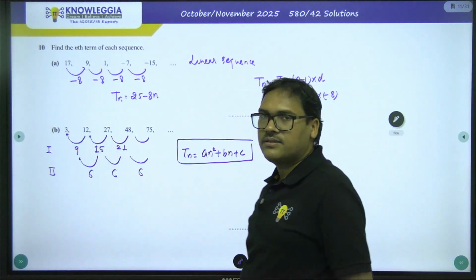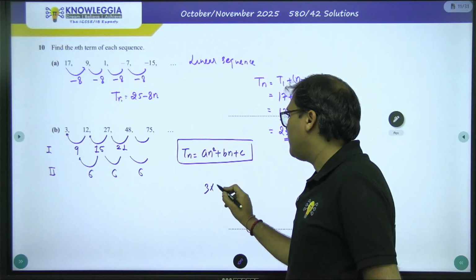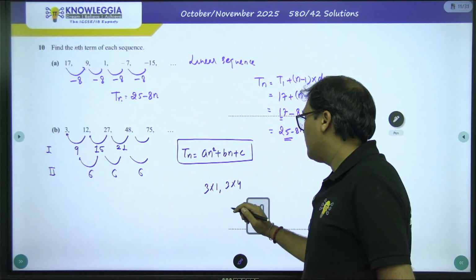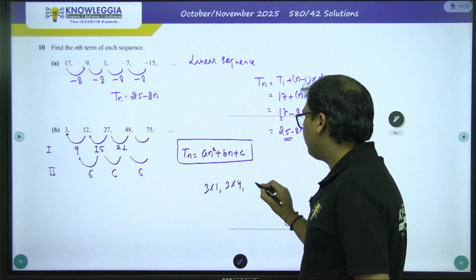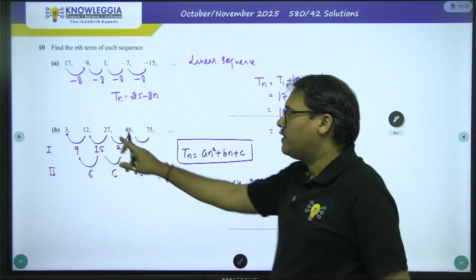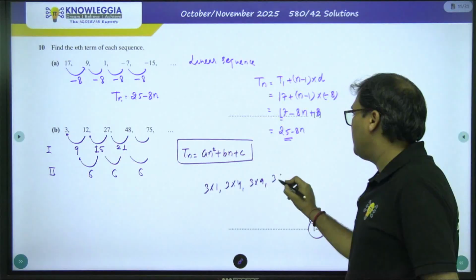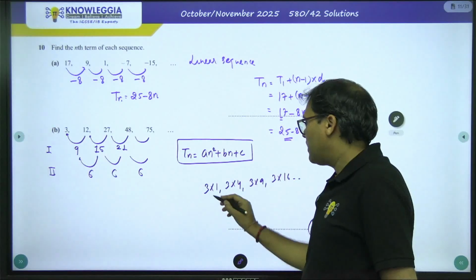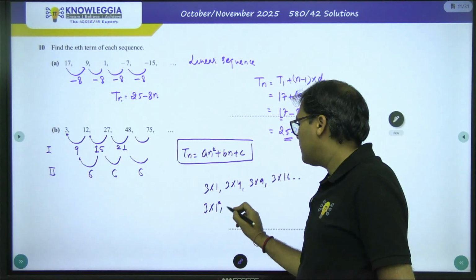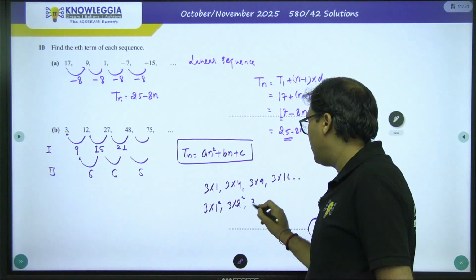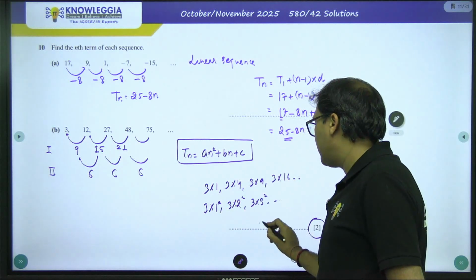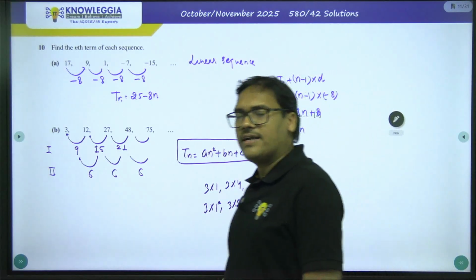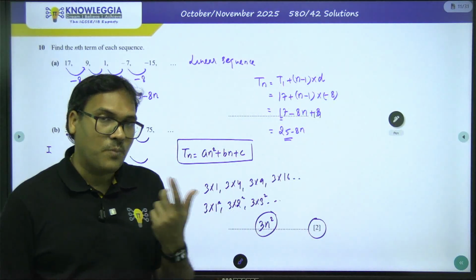Just see, this is 3 into 1. This is 12, and 12 is 3 into 4. Just by observation you can answer. This is 3 into 9, 27. The next one is 3 into 16, and so on. You can just verify this is 3 into 25. Now this is 3 into 1 square, this is 3 into 2 square, this is 3 into 3 square, and so on. So what is the nth term of this? 3n square. So without doing much calculation, you can verify. You can find the answer in a quadratic sequence or a cubic sequence by observation.